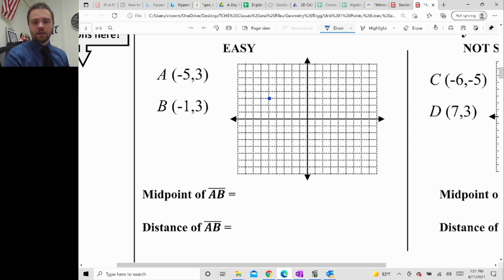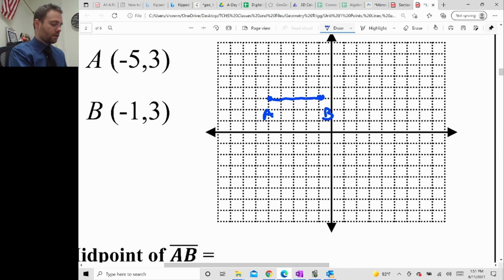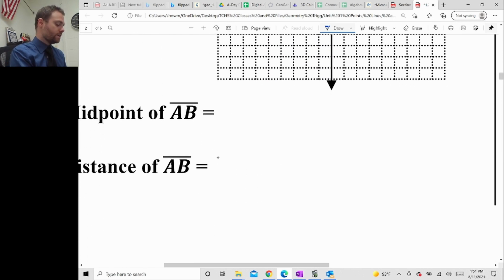And then negative 1, 3 is going to be left 1, up 3. So the segment here extends from there to there. The midpoint of AB is what we're looking for. If you can kind of see, AB is 4 units long. So 1, 2, 3, 4. Your brain can see the distance of AB to be 4.